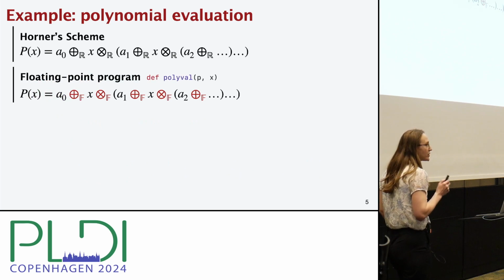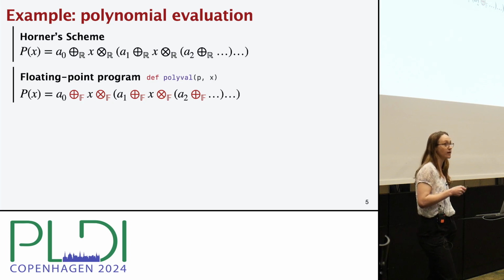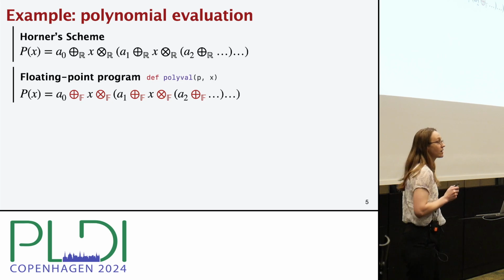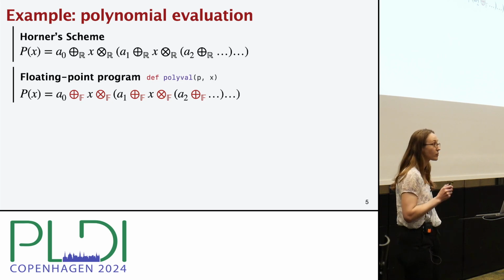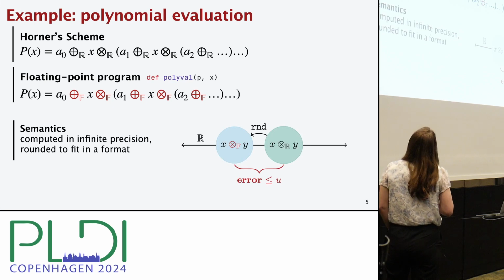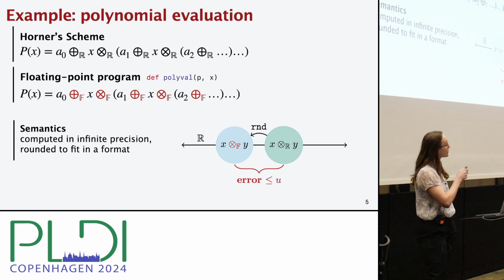Okay, so the issue at hand here is that Horner's scheme is an algorithm that's assumed to operate on real numbers, and all of our operations are assumed to be infinitely precise. But polyval is a floating point program operating on floating point numbers, and all of the operations are finitely precise floating point operations. They are not infinitely precise. So the semantics of a floating point operation is that it should behave as if it's computed in infinite precision and then rounded to fit in a format. That's what this little diagram shows.